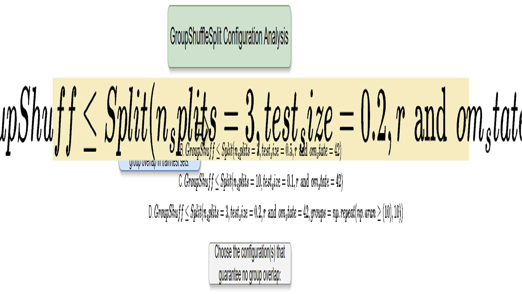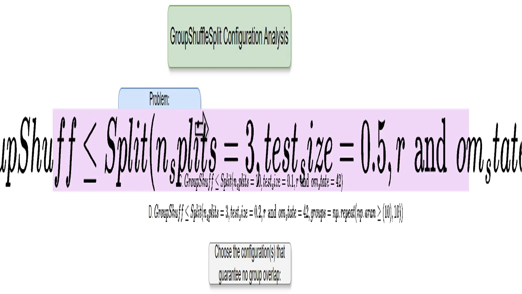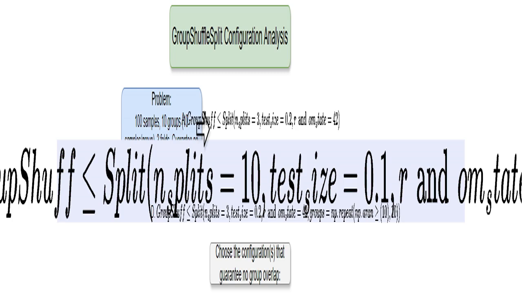Option B also uses 3 splits but increases the test size to 50%, 50 samples, per fold. This almost certainly means many groups will be split between training and testing, violating our requirement. Option C uses 10 splits, each with 10%, 10 samples, in the test set. It's possible to avoid group overlap here, but only with very careful selection, not guaranteed.